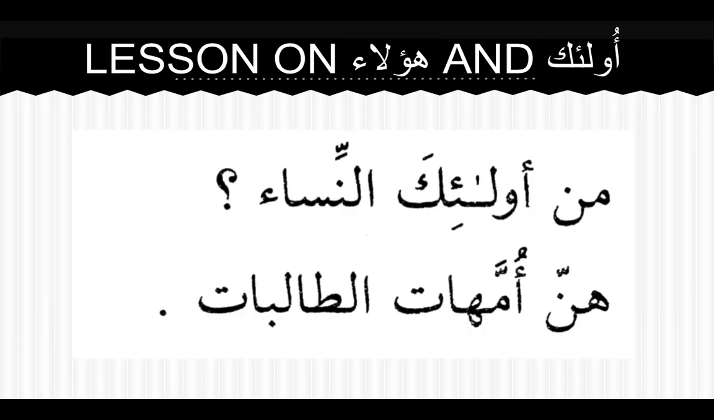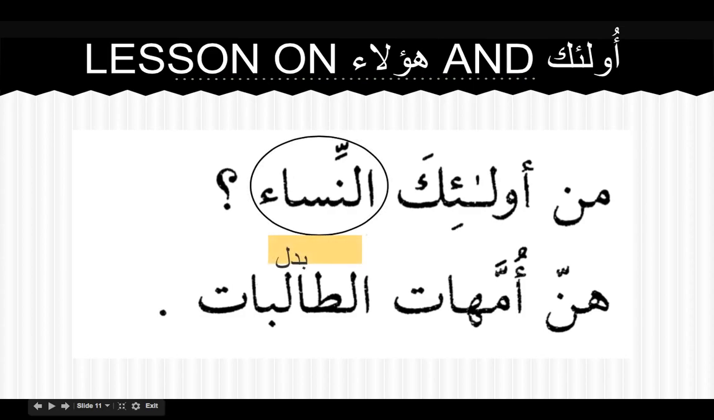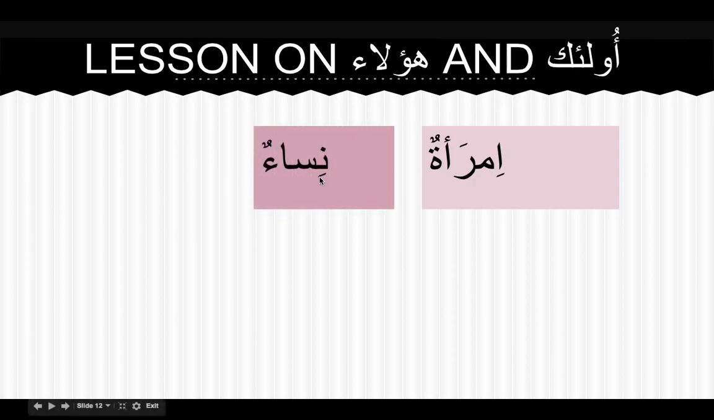So one can say man ulaika an-nisa'u. Who are these women? Ulaika an-nisa'u: ulaika is ismul ishara and an-nisa'u is badal, so it represents the same. An-nisa'u is the plural of imra'atun. So it's a special word. Imra'atun means one woman, whereas the plural, the whole noun changes. If you see, there's no connection between imra'atun and nisa'un, but this is how it is constructed in Arabic.